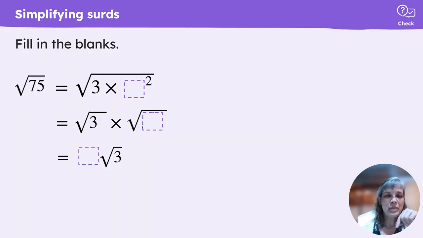Okay, what goes in the blank here? Can you start to guess? What is the blank that we would want to fill in here? How do we get root 75? Okay, hopefully you would say 5. It needs to be 3 times 5 squared. 3 times 25, and that breaks down then to 5 root 3.